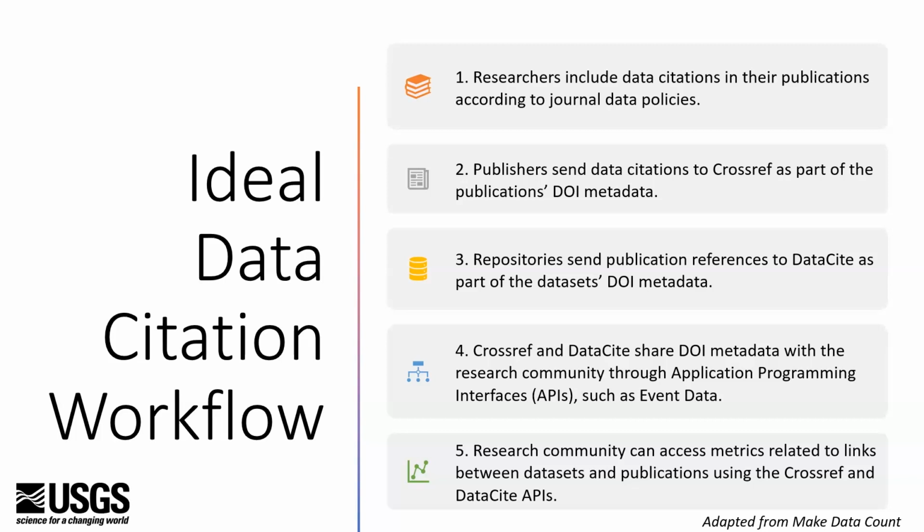First, researchers need to include data citations in their publications according to journal data policies. Second, publishers need to send data citations to Crossref as part of the publication's DOI metadata. Next, repositories should send publication references that they're aware of to DataCite as part of the dataset's DOI metadata. Then Crossref and DataCite need to share the DOI metadata with the research community through APIs such as event data. And finally, the research community can assess metrics related to links between datasets and publications using the Crossref and DataCite APIs.